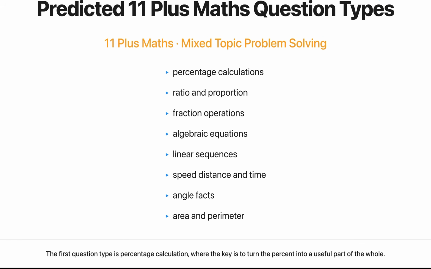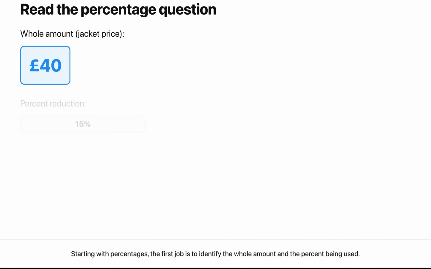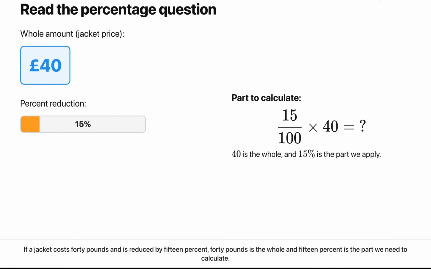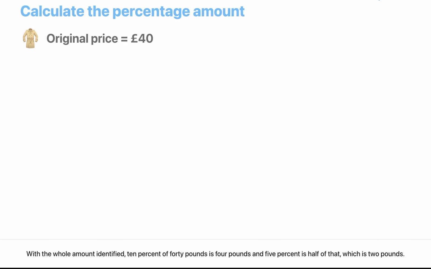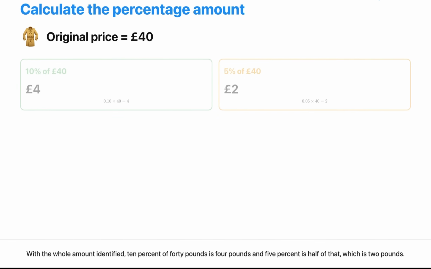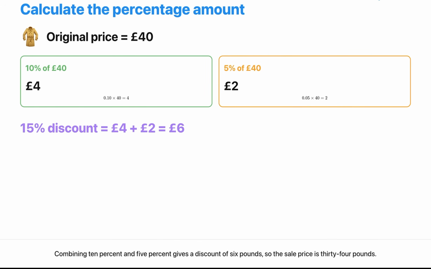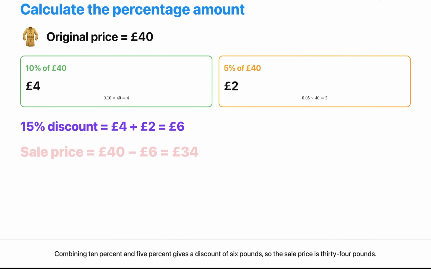The first question type is percentage calculation, where the key is to turn the percent into a useful part of the whole. Starting with percentages, the first job is to identify the whole amount and the percent being used. If a jacket costs £40 and is reduced by 15%, £40 is the whole and 15% is the part we need to calculate. With the whole amount identified, 10% of £40 is £4 and 5% is half of that, which is £2. Combining 10% and 5% gives a discount of £6, so the sale price is £34.